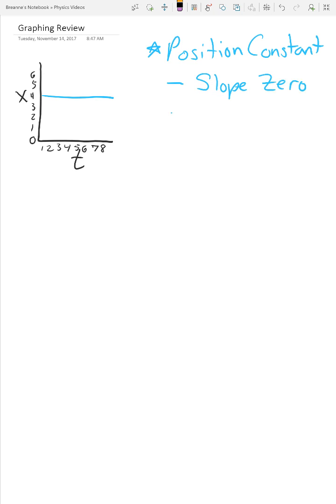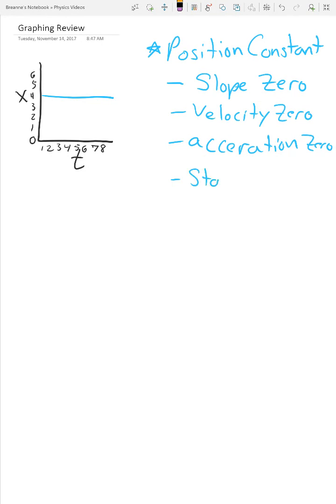And since our slope is 0, means our velocity is 0, because we're not moving, right? Our acceleration is 0. And all that rounds up to us being stationary, AKA not moving. So our blue line is saying we are not moving, not budging one bit.